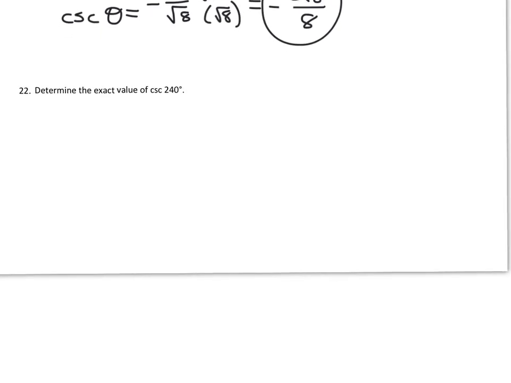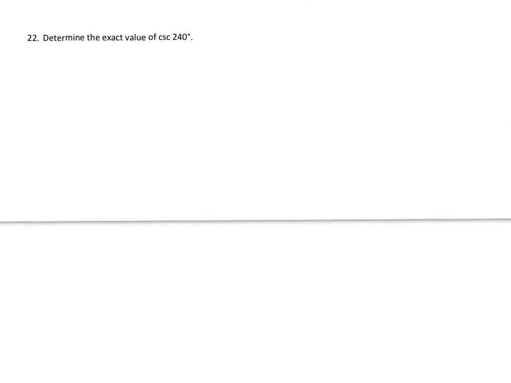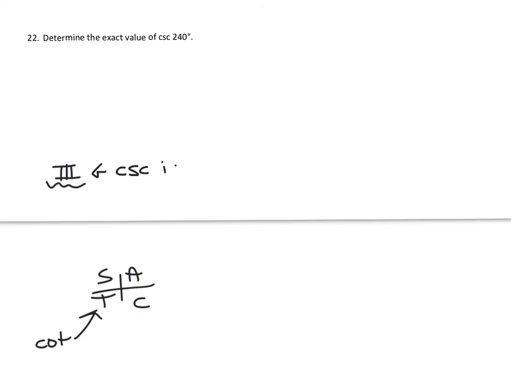All right, number 22, determine the exact value of cosecant of 240. Let's first think about what quadrant we're in. If we're at 240 degrees, that angle is in our third quadrant. Now, in the third quadrant, I'll write this out down over here: All Students Take Calculus. We're looking at the third quadrant. Tan is positive in the third quadrant, and so is its reciprocal trig function, cotan. But we're not looking at either one of those. We're looking at cosecant. So cosecant is negative in the third quadrant.